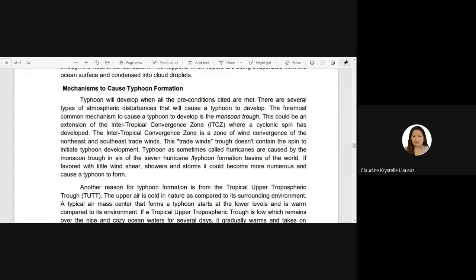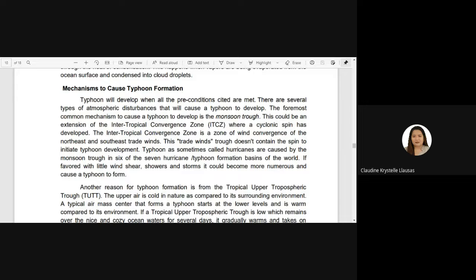And that ITCZ means Intertropical Convergence Zone, where a cyclonic spin has developed that is occurring at the northeast and southeast trade winds. And this trade winds trough doesn't contain the spin to initiate typhoon development. So sometimes, typhoons, kaya gitawag kapon sa hurricanes, are caused by the monsoon trough in 6 of the 7 hurricane or typhoon formation basins of the world.